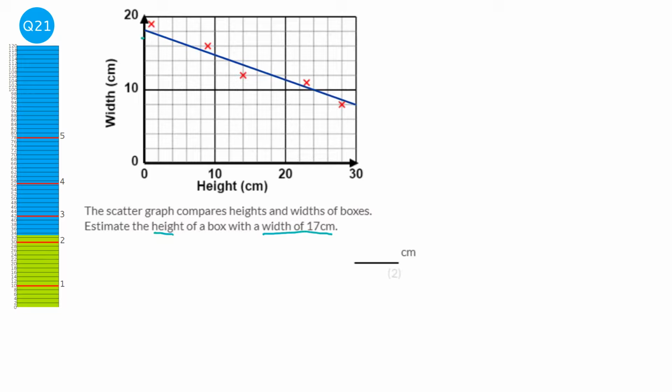So 17 is here. So the width of 17 will be a line across, let's try and get this just right, line across there. And what we do is we draw a line down when it hits the line of best fit. Now looking at the scale here, this seems to be going up in 2s, and so this line here would be at 3.